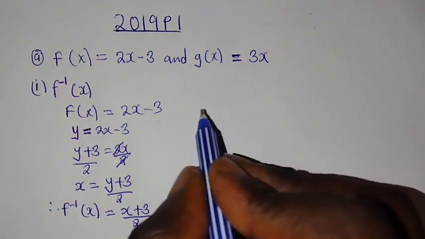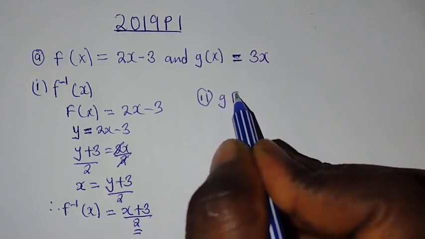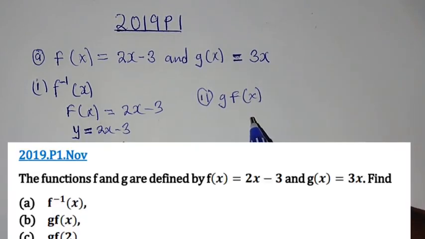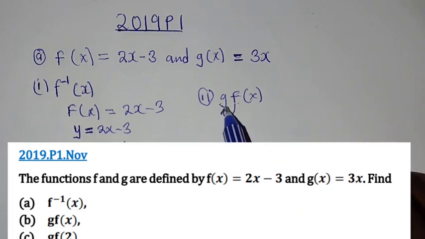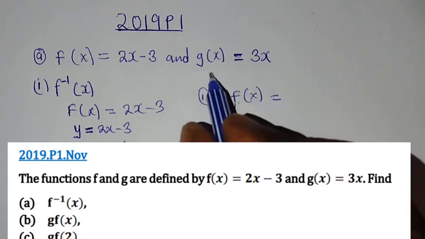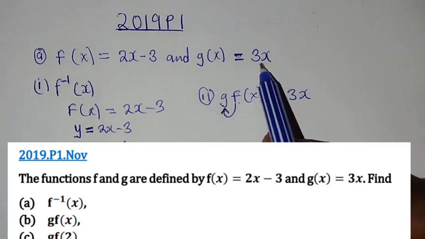Okay, so we can now answer our Roman numeral 2, which is saying we need to find gf of x. So this that we have is called a composite function. This is a composite function. So this composite function, we have gf. So meaning that this function of f is the one that is going to be substituted into the function of g. So we are going to write the function of g, which is this one right here. We have 3x. So this is the function of g.